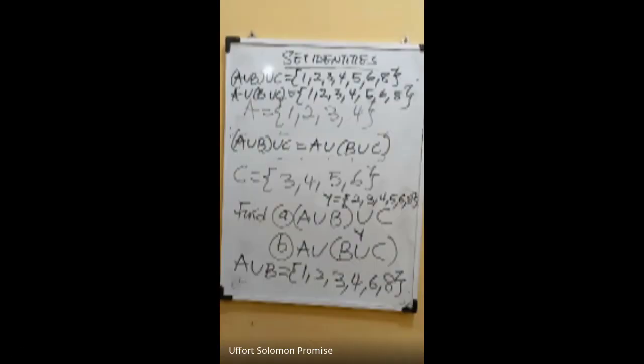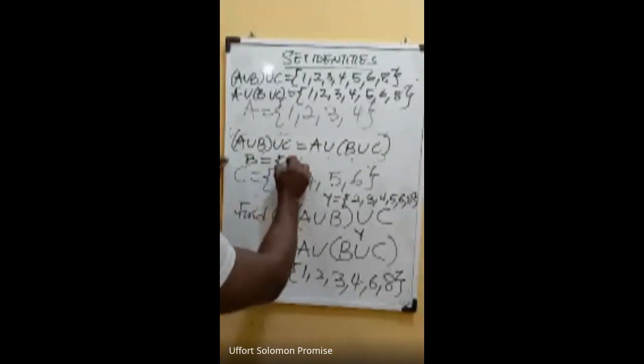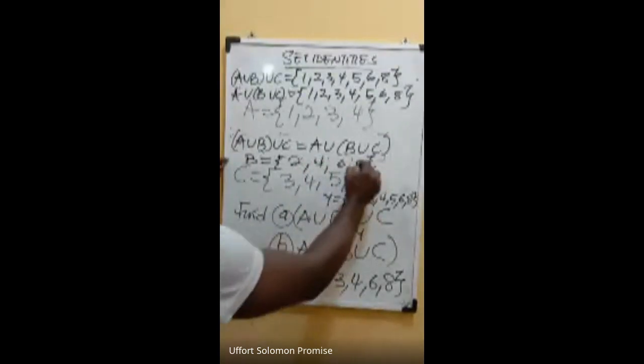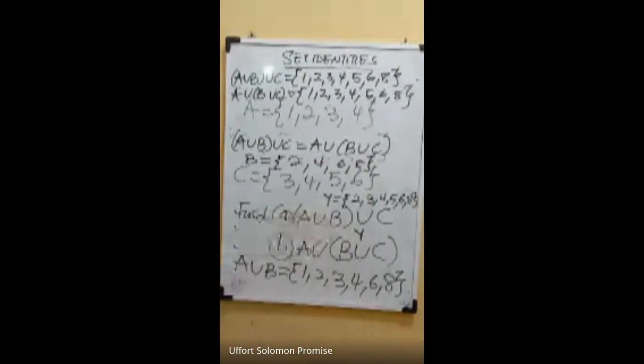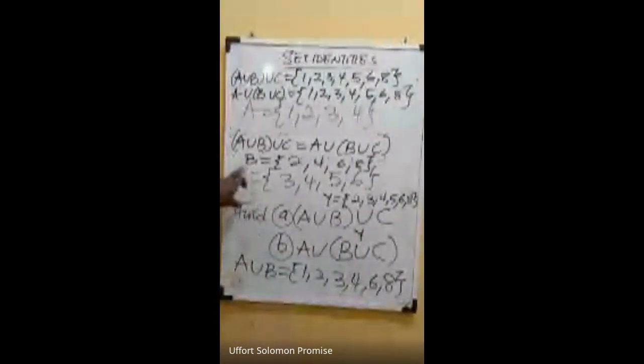Yes, sir. But how come this Y is having 2, 3, 4, 5, 6, and 8 instead of from 1? Okay, let me bring it up again. Look at B now. These are the elements in B: 2, 4, 6, and 8. So you check it now. James, what is B union C? Check it now.